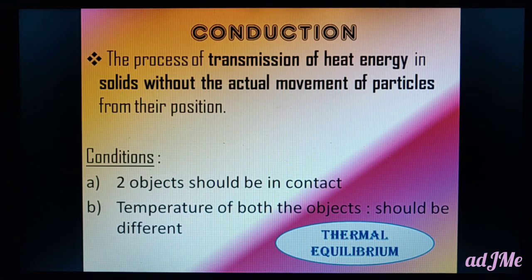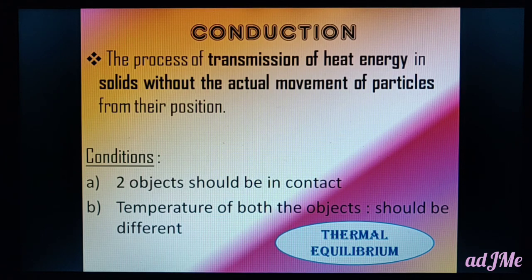And now coming to the point, because of that only there is no actual movement of particles in conduction. I repeat in other way, heat is transferred without the actual movement of particles from their position, because they cannot move, there is no space at all. So this kind of transmission of heat energy in solids without the actual movement of particles from their position is known as conduction. I hope you could understand.